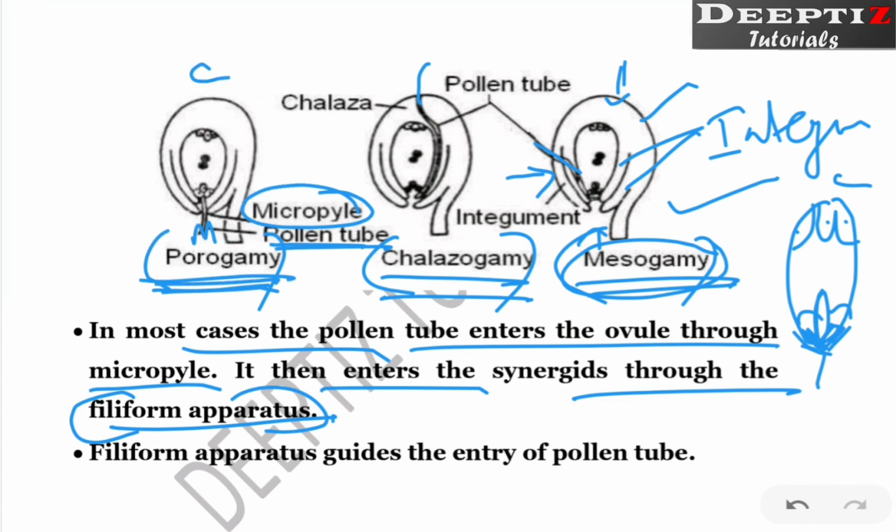Suppose the pollen tube is coming, this pollen tube enters into one of the synergids by crossing through this filiform apparatus. Then it releases its nuclei. How many nuclei are there? Nuclei in the sense gametes are there.